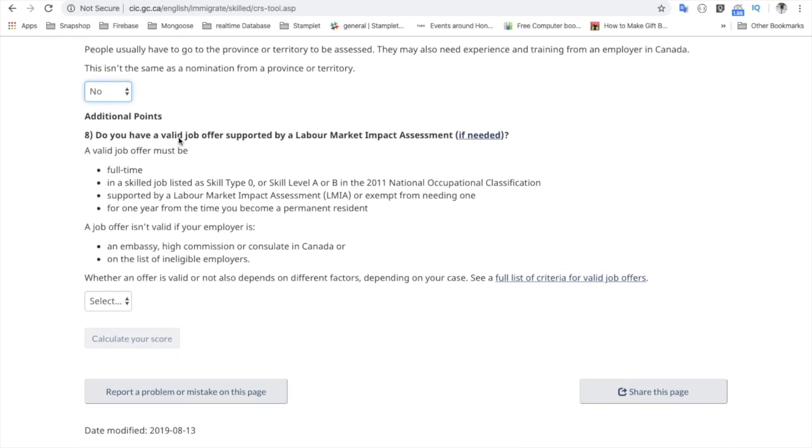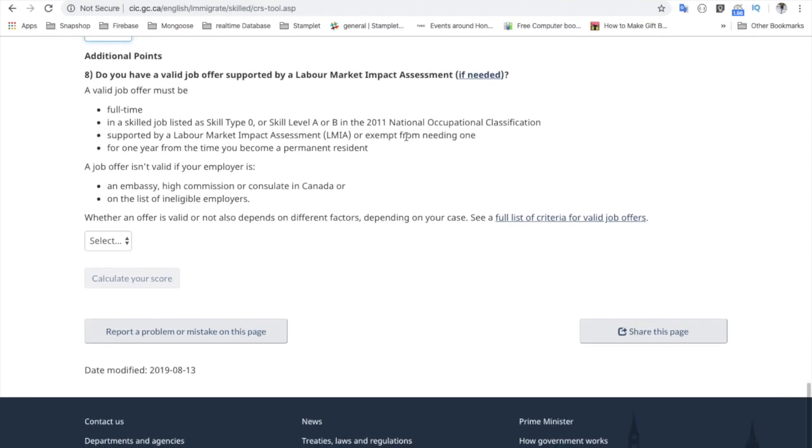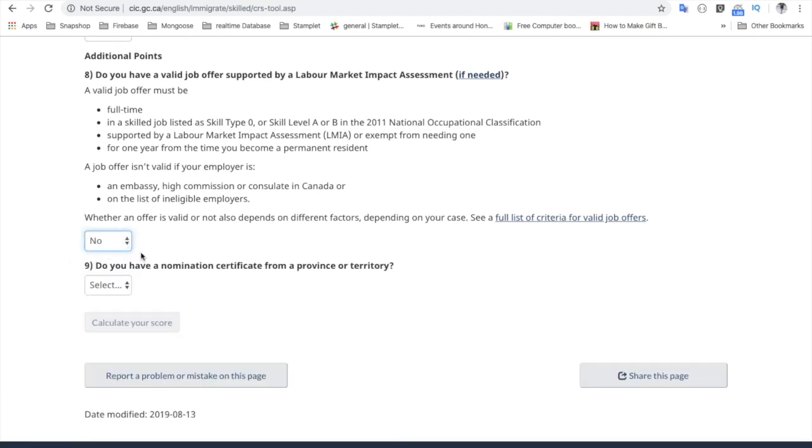Then do you have a valid job offer supported by a labor market impact assessment? Now this is basically if you have a job offer in Canada, you get 200 points for that. But job offer is not enough. You need to have a LMIA certificate that your employer actually gets from the government, claiming that they were not able to find anyone for this particular job that you have been offered from within Canada, and इसलिए उन्हें इंडिया से hire करना पड़ रहा है. So basically, अगर you have a valid job offer, you just select yes. Otherwise, like in my case, I'll just select no.